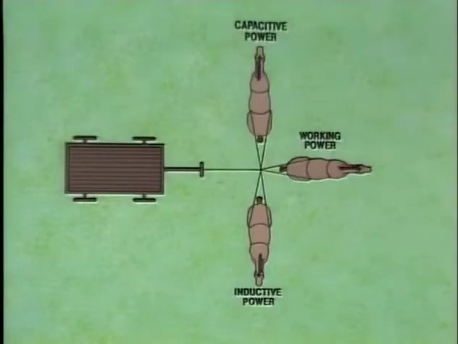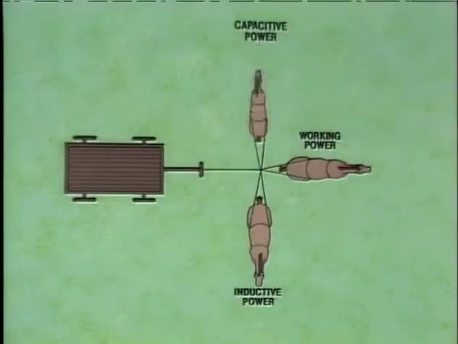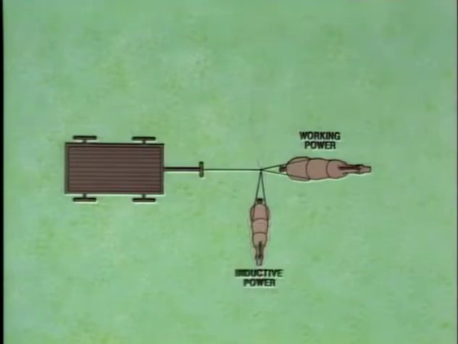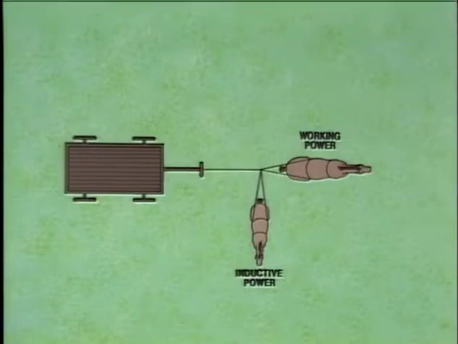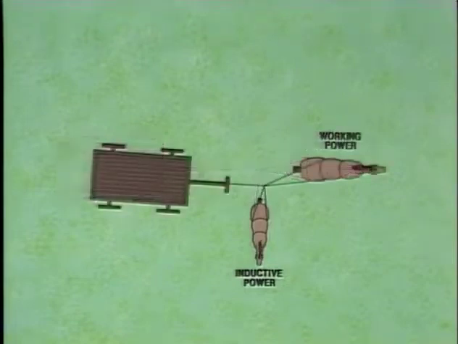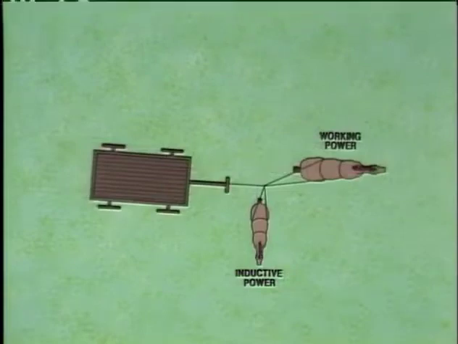Now, suppose that there is less capacitive power in the system than inductive power. The capacitive power will only cancel an equal part of the inductive power. The remaining inductive power, together with the working power, will move the wagon to the right and down. Work is being performed, but not as efficiently as when the capacitive power and inductive power are completely canceled out.